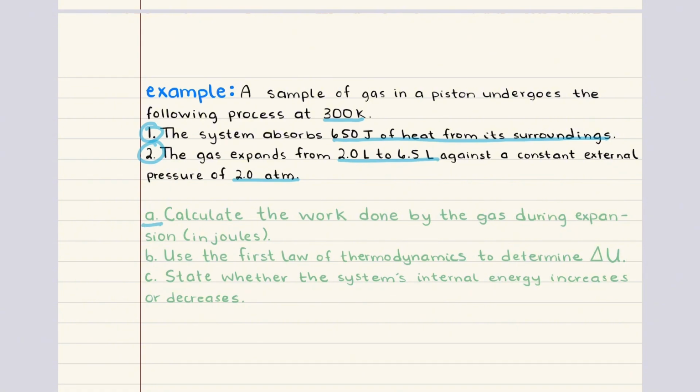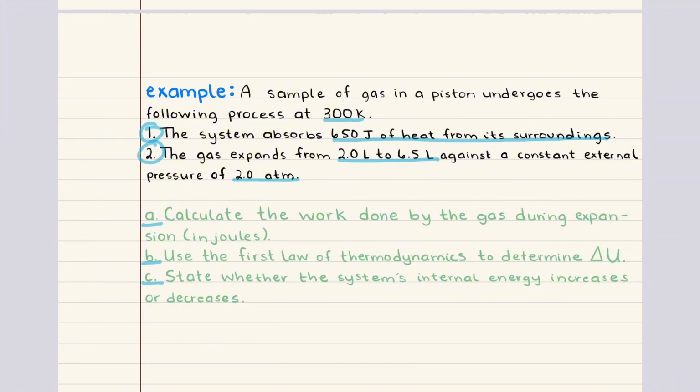A wants us to calculate the work done by the gas during expansion in joules. B wants us to use the first law of thermodynamics to determine delta U. And C wants us to state whether the system's internal energy increases or decreases.